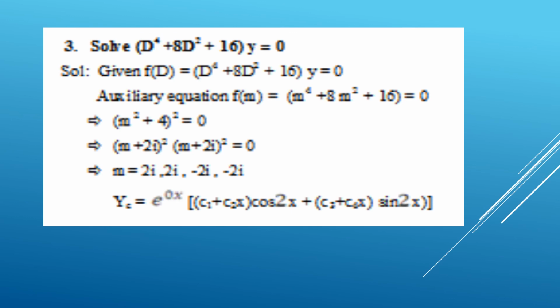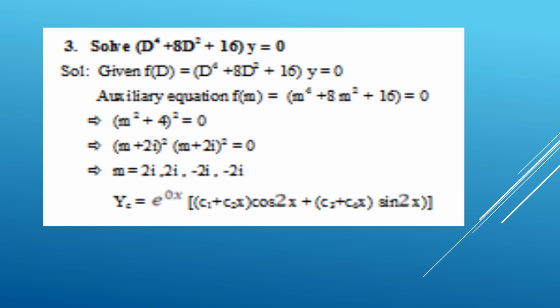Similarly, in the next question, d power 4 plus 8d square plus 16 into y equal to 0. We have to convert this into the auxiliary equation, such as m power 4 plus 8m square plus 16 equals 0. The roots are given as 2i, 2i, minus 2i, minus 2i. Since these two roots are the same and these two roots are the same, we have to use the given case which I have shown in the table.